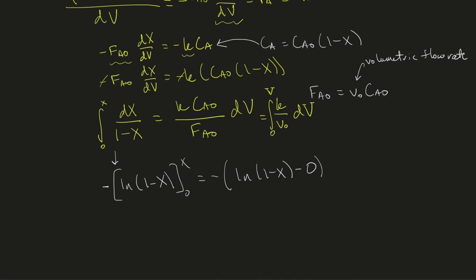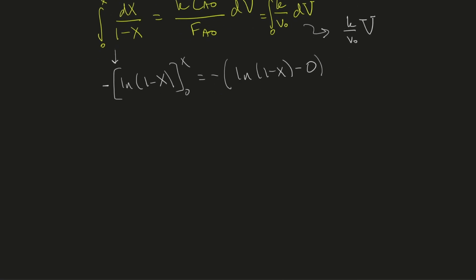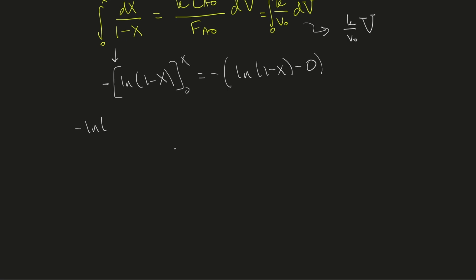And the right-hand side of this equation, right here, we can just evaluate this. dv, these are just constants. So that gives us k over little v0 times our capital V, or volume of the reactor at that point through the PFR. So putting this all together, we get negative ln of 1 minus x is equal to k over little v0, our volumetric flow rate, times our volume of the reactor. I'm going to solve this equation for our conversion x.